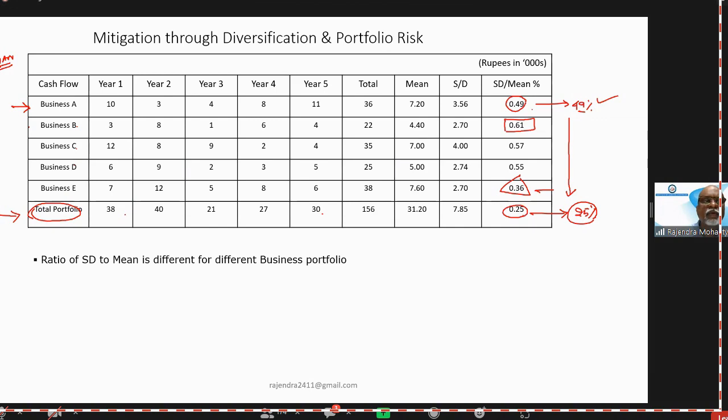Similarly, the investment portfolio. Sir, how did 25% come? 31.20 divided by 7.85, or 7.85 divided by 31.20 into 100. How much is it coming? Okay. Here it is written SD divided by mean percentage. SD is this column, mean is this column. Okay, sir. So this is the process of diversification.